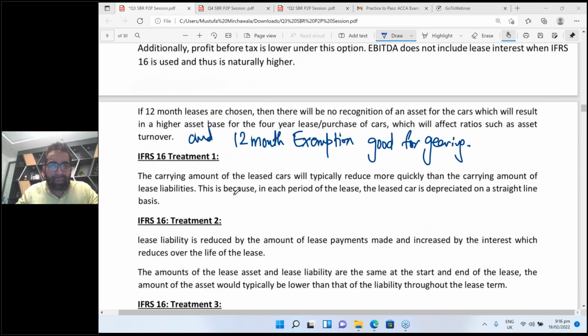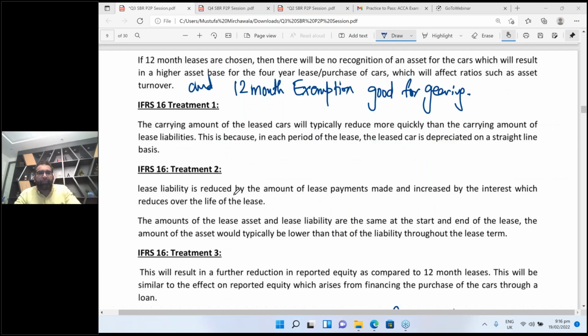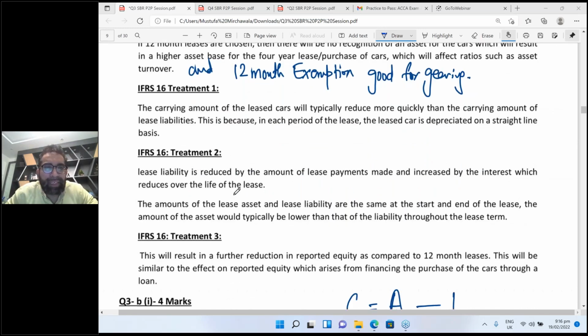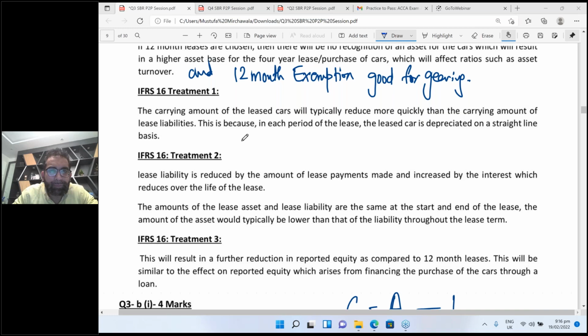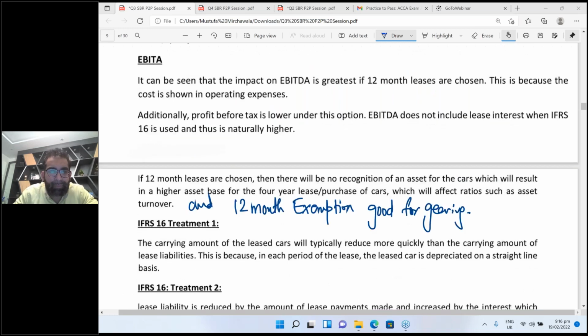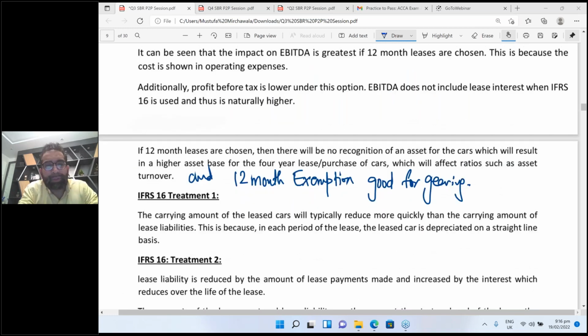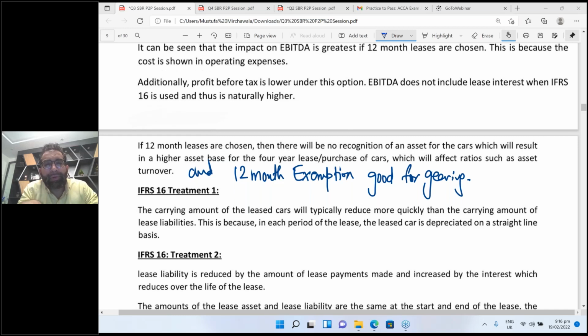Now, impacts. So listen, the carrying amount, sorry, I missed one para. If 12-month leases are chosen, then there will be no recognition of an asset for the car, which will result in a lower asset base for the 4-year lease purchase of cars, which will affect ratios such as asset turnover. Yes, I taught you this.